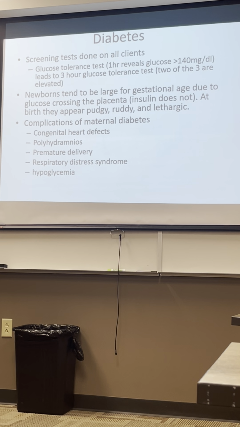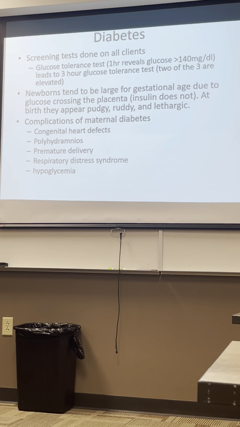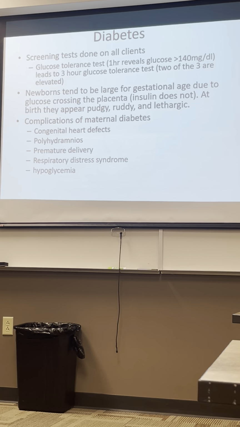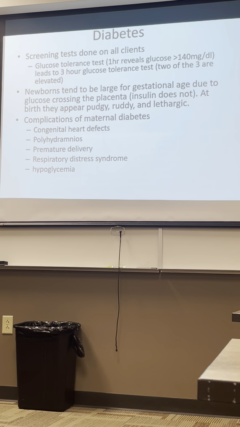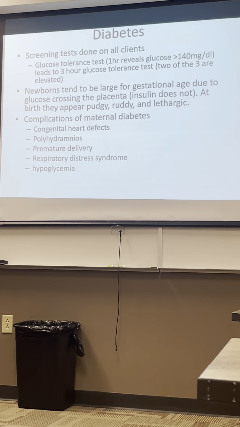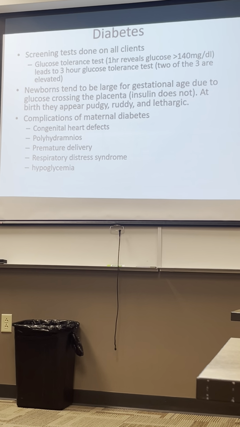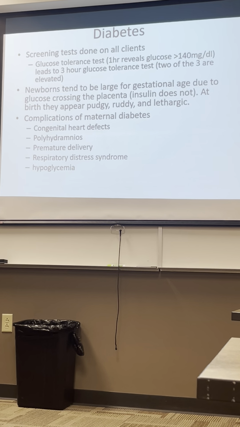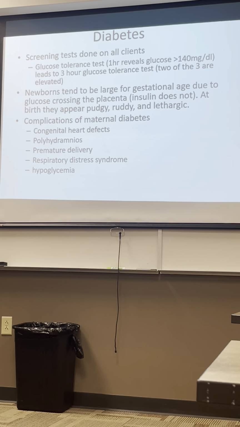Newborns tend to be large for gestational age due to glucose crossing the placenta. At birth, they're pudgy, red, lethargic, and they have low blood sugar. They get real shaky and jittery. Complications, if they're diabetic going into pregnancy, they can have congenital heart defects, and then all of them: polyhydramnios, premature delivery, respiratory distress syndrome, hypoglycemia, macrosomia.